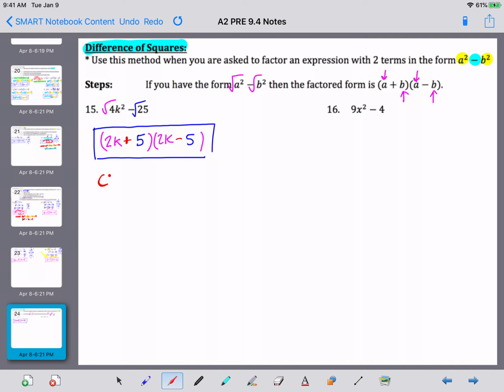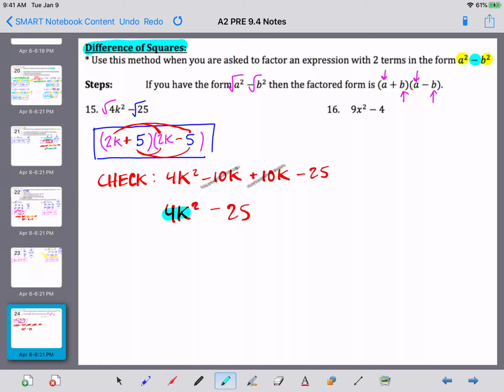And guess what? You can always check it. So if we FOIL this guy out, 2k times 2k is 4k squared. 2k times negative 5 is negative 10k. 5 times 2k is positive 10k. And 5 times negative 5 is minus 25. So here's why it's going to be two terms. This minus 10k and this plus 10k cancel. So we're left with 4k squared minus 25. Hey, that looks a lot like what we started with, so we know we did it right.